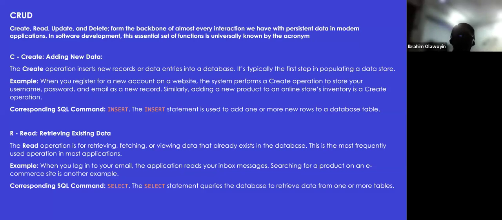This is the most frequently used operation in most applications. An example is when you log into your email, the application reads as you click on your inbox. You search for a specific email in your inbox, and while scrolling through, what you are doing is reading. Or in a case where you are on an e-commerce website, you search for specific products on the website, and the outcome of your search query displays on the screen and you can see it.